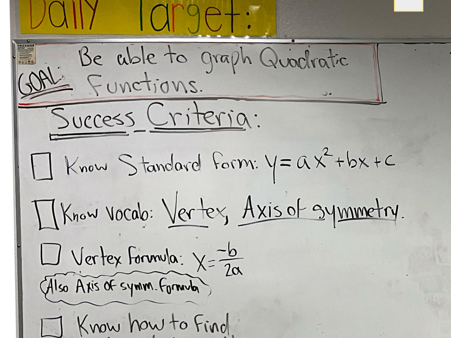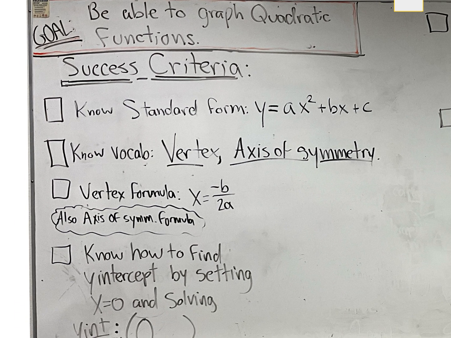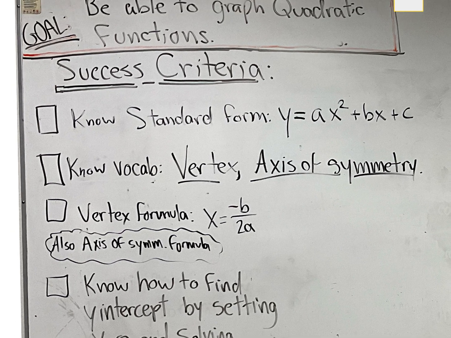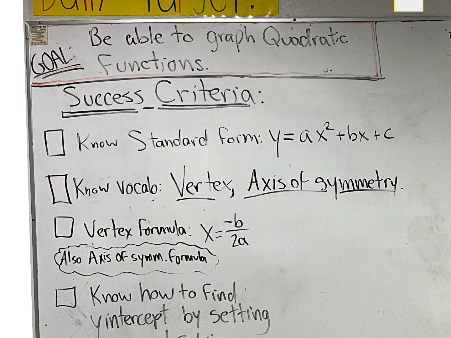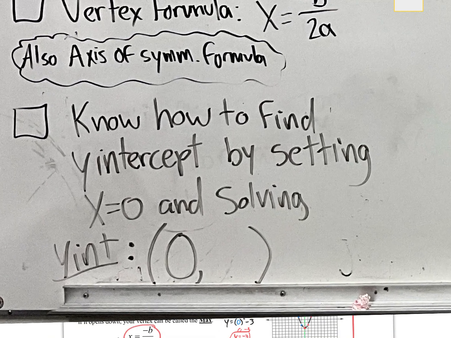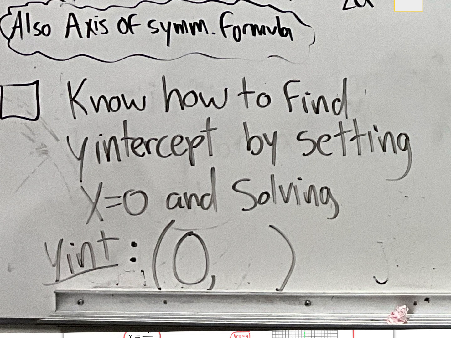Anyway, we learned all this stuff yesterday, and I wrote it on the board because technically you need to know these things to be able to successfully graph a quadratic function. There are a couple of things that I missed yesterday. I missed how to find the y-intercept, but technically we're supposed to remember that from semester 1. How do you find a y-intercept? You set x equal to 0 and solve.